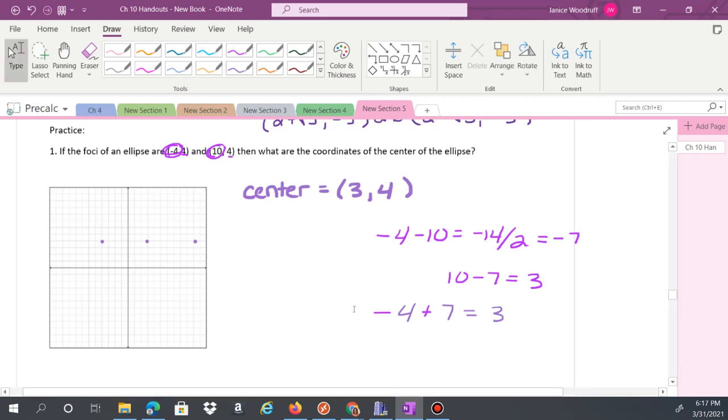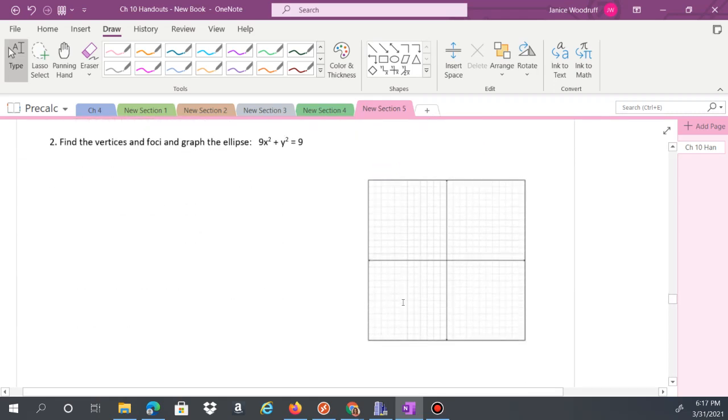Let's see, next one. We want to find the vertices and the foci and graph it. First thing I want to do, it's not set equal to 1, so I'm going to take this and set it equal to 1. That's going to be x squared over 1 plus y squared over 9 equals 1. You might see problems on the homework that just have the x squared by itself. I always like to put it over a 1, just to help me have it in that same form. What do we want? We want the vertices and the foci, and we want to graph it. So where's the center?